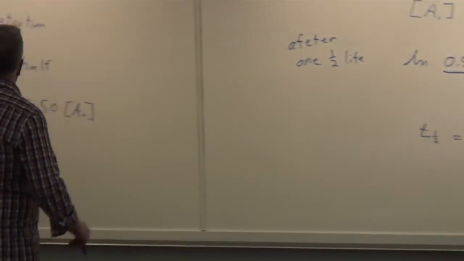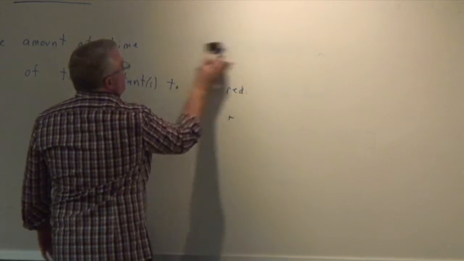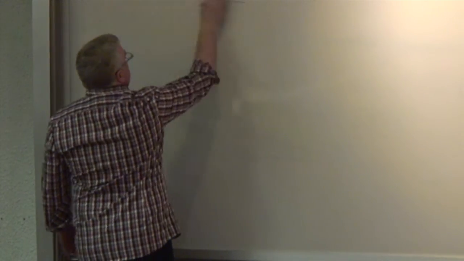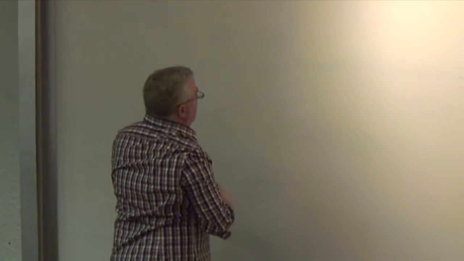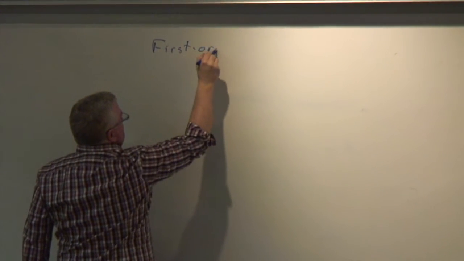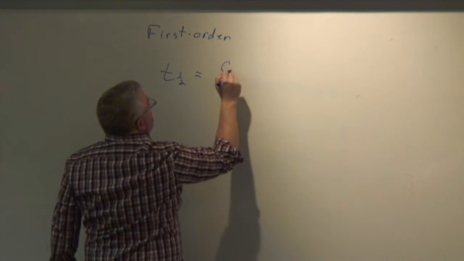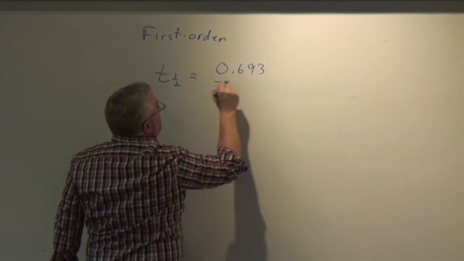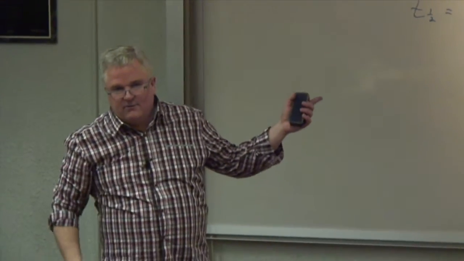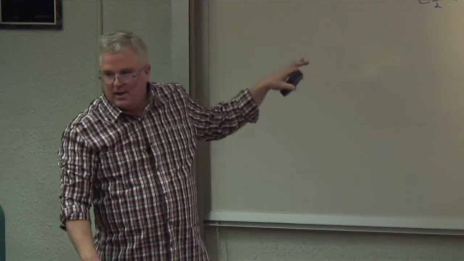And as it turns out then, for a first-order reaction, the half-life is equal to 0.693 divided by k. For first-order reactions, it's relatively easy. The half-life is approximately 0.7 divided by k.